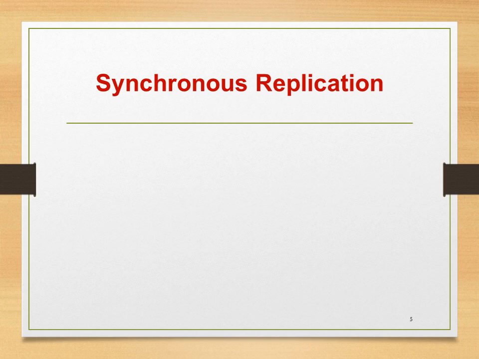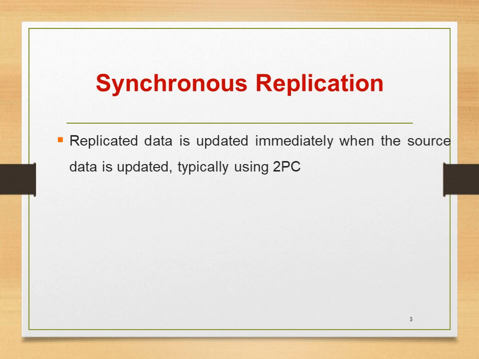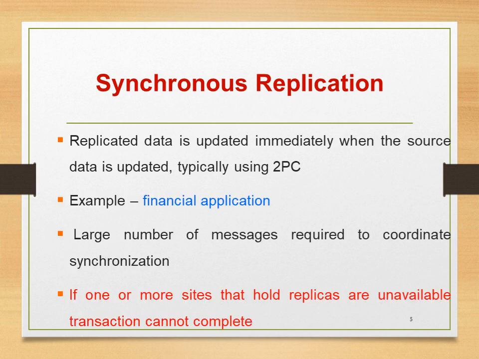First is synchronous replication. Here, the replicated data is updated immediately when the source data is updated, typically using the two-phase commit protocol. While this mechanism may be applicable for some environments that must keep all replicas fully synchronized, such as a financial application, a large number of messages are required to coordinate the synchronization. It has some disadvantages also. If one or more sites that hold replicas are unavailable, the transaction cannot be completed.